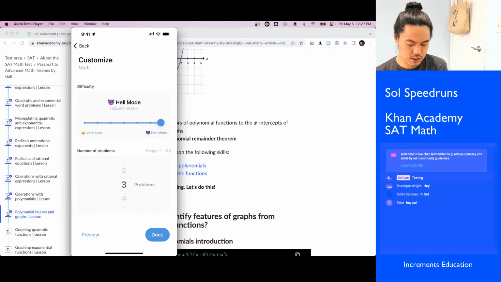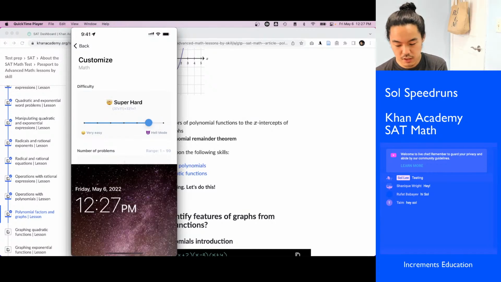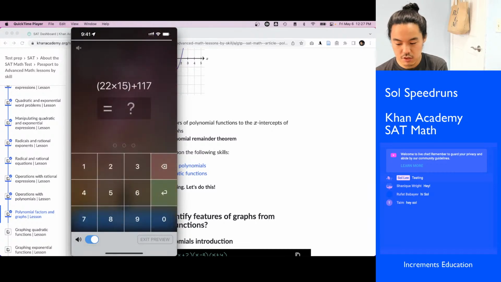Hell mode is 3 digits times 2 digits plus 4 digits, but that's just too much for me. So I literally just do this every morning in my head. I do mental math. So the way I do this is, it's FOIL.